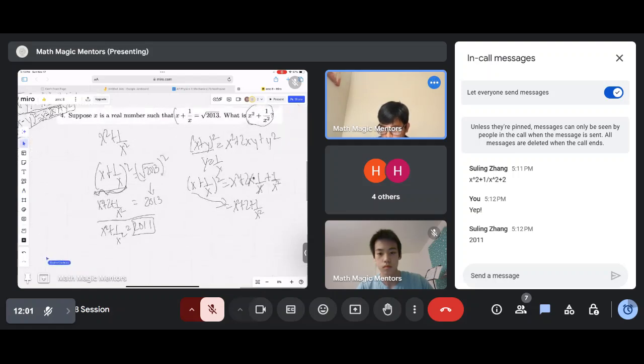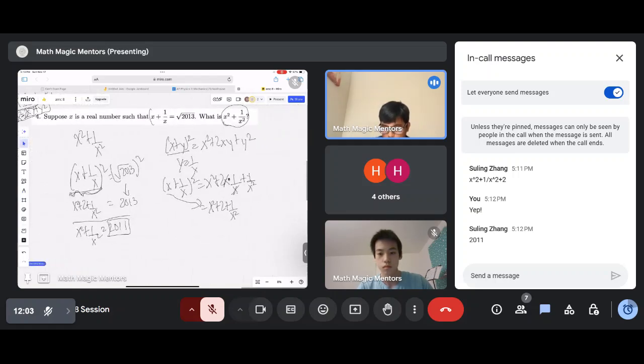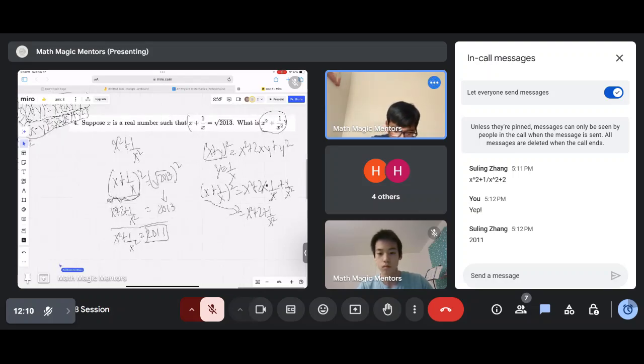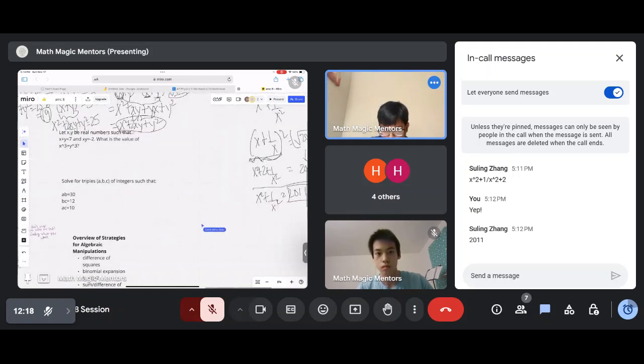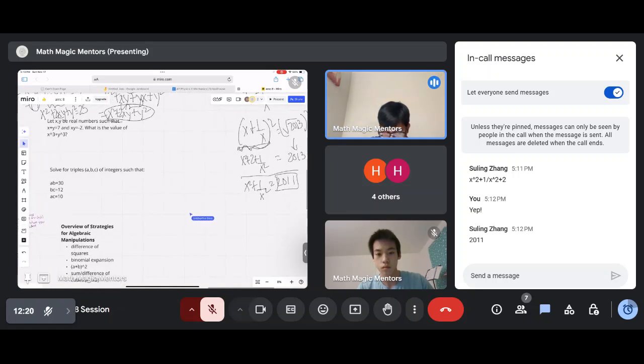So again, this just goes to show how prevalent this type of identity is, and it's also important to remember the x minus y squared identity. These identities are really important moving forward, right?